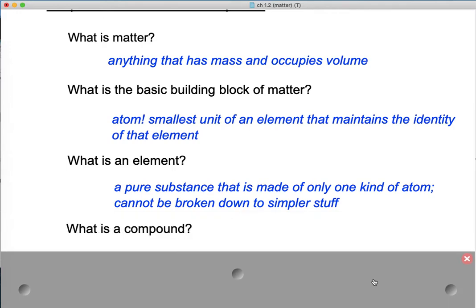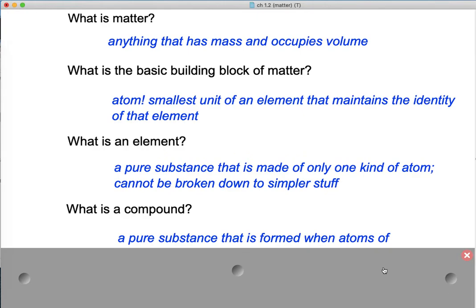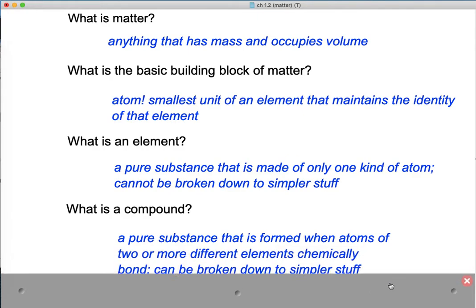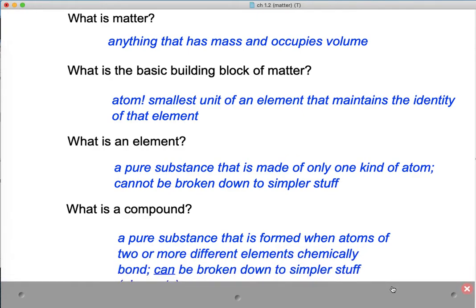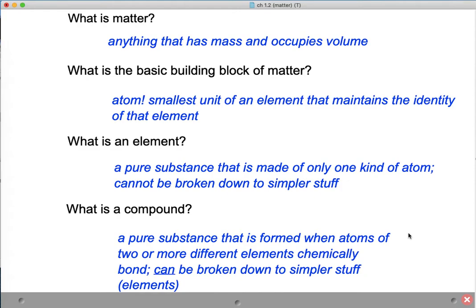A compound, on the other hand, is also a pure substance, but it's formed when atoms of two or more different elements combine chemically, that is, when they form chemical bonds. And a compound, in contrast to an element, can be broken down into simpler stuff, namely the elements that make it up.